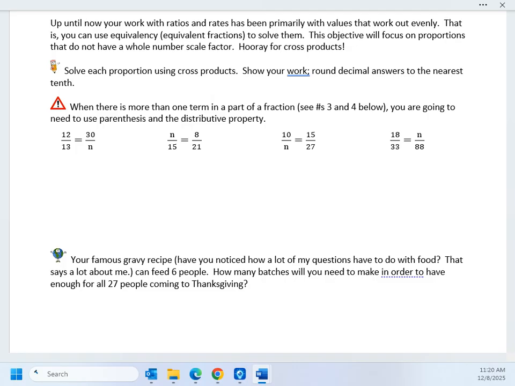So you can't just look at it and say yes or no. You have to do the math. So we're going to solve each proportion using cross products. You must show your work. Whew. Show your work. Okay, we're getting into higher level math. We need to write everything out. Don't just use your calculator. Write out the calculation that you're going to do so you know.